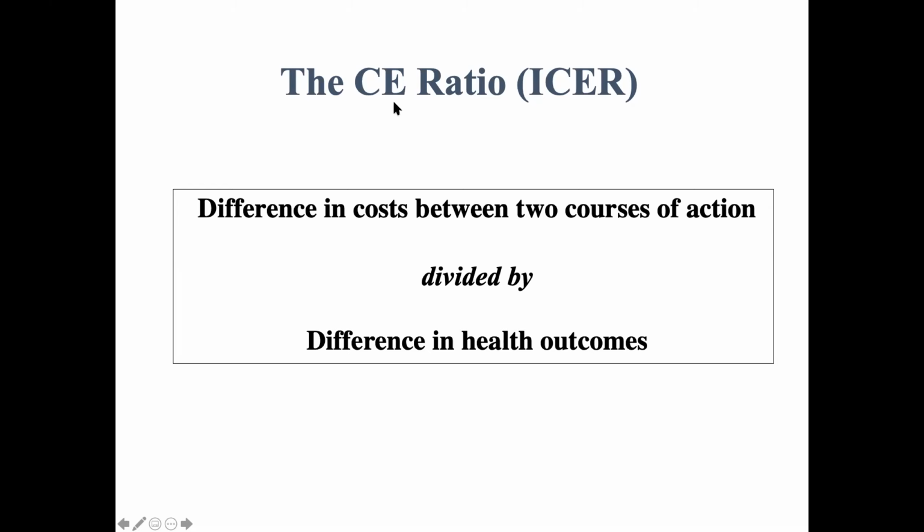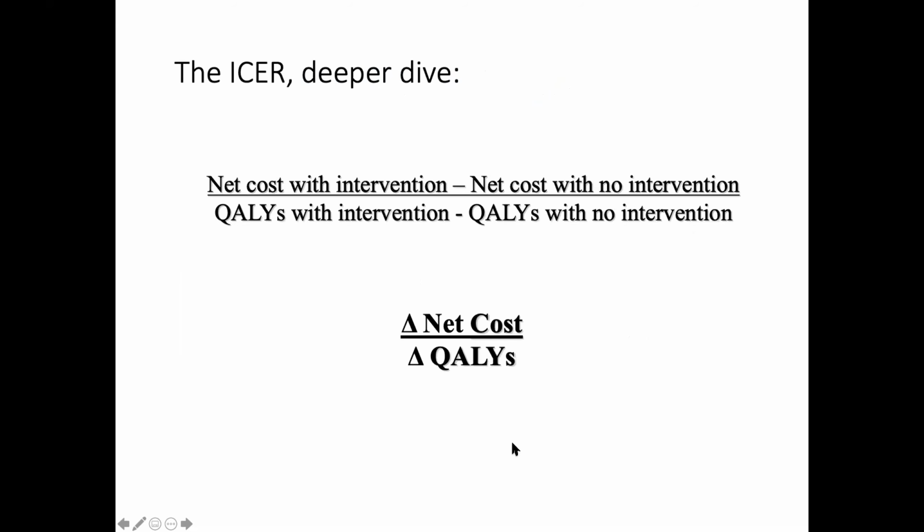So the ICER is the cost effectiveness ratio, the difference in cost between two courses of action, divided by the difference in health outcomes. So difference in cost divided by difference in health outcomes. Slightly more precisely, it is the net cost with the intervention minus the net cost with no intervention. Remember, net cost is the cost of the intervention itself plus any change in downstream healthcare costs. And all of that's divided by the QALYs expected with the intervention minus the QALYs with no intervention. So delta net cost over delta QALYs.